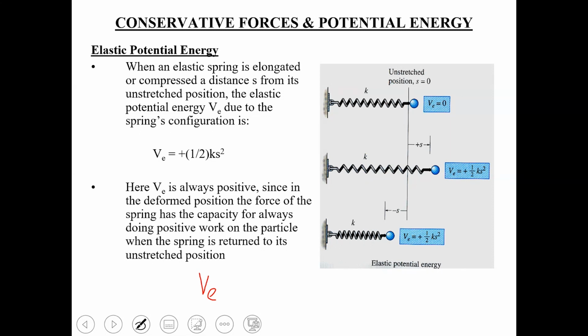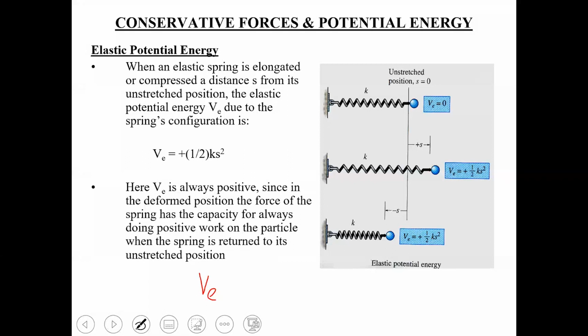So the elastic potential of any spring is going to be positive once it is displaced from its neutral position. Whenever you have a spring displaced from its neutral position, whether compressed or elongated, when you release the particle to which the spring is connected, the spring force will try to move that spring back to its neutral position. That's why the elastic potential energy is always a positive quantity, because whenever the spring is displaced from its unstretched position, it has the potential of doing positive work once it comes back to its unstretched position.